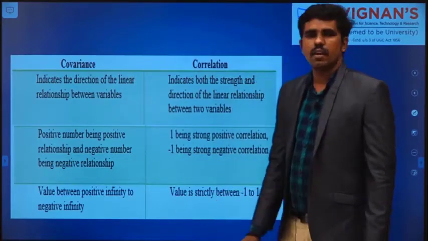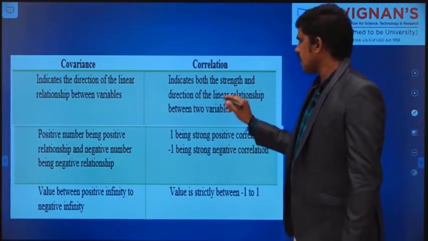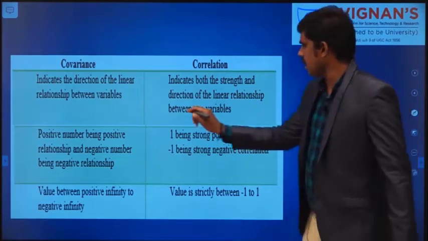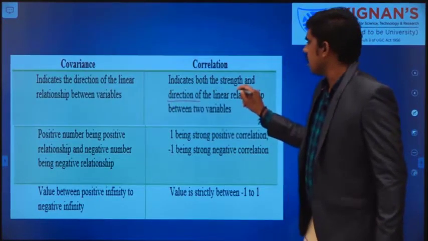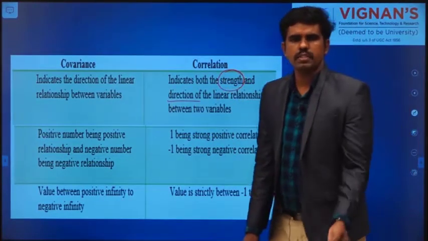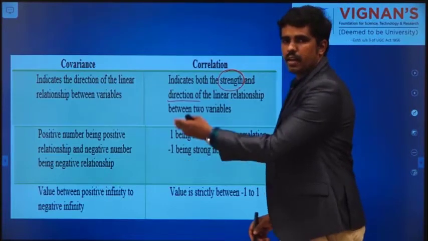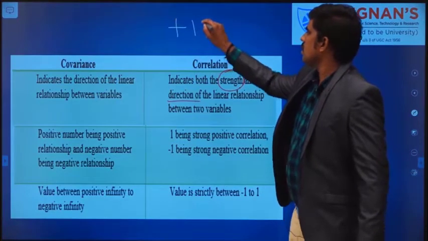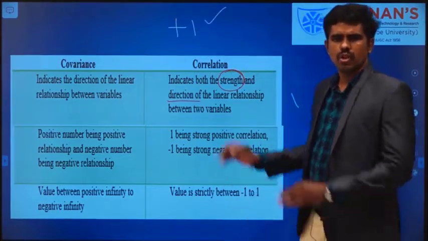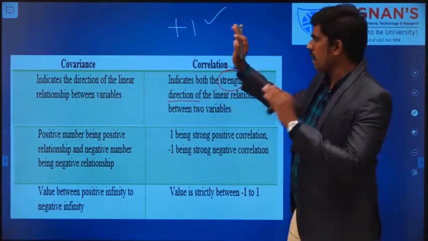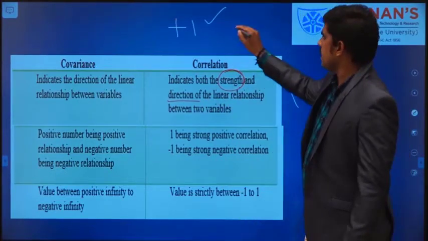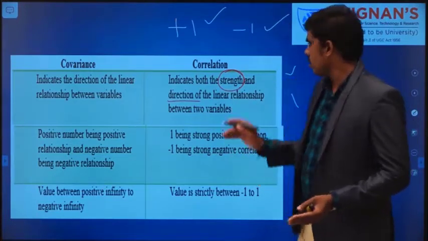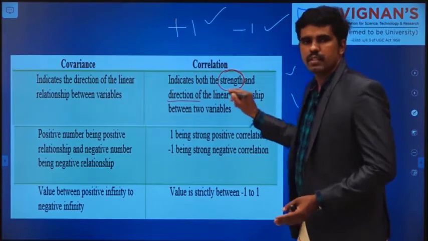But correlation means you can understand the direction and the strength also. What do I mean by strength? I have explained it using the graph. When the correlation coefficient is +1, there is a strong positive relationship. If I am getting -1, yes, a strong relationship is there, but a negative relation. So you can find the strength of the relationship also.